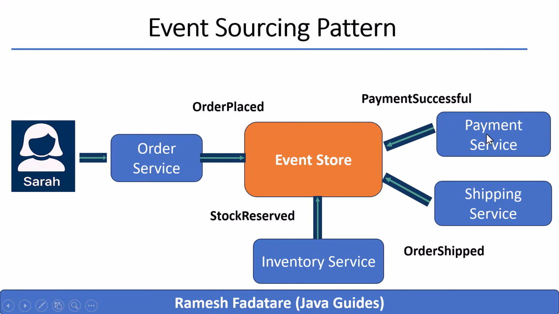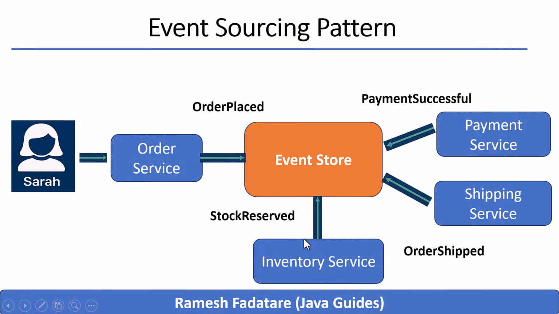Now the payment service listens for that. When it sees stock reserved, it charges Sarah's card and emits payment successful. Finally, the shipping service sees that payment was successful, prepares the package, and emits order shipped. All of these services are decoupled. They don't call each other directly, they react to events, and they emit new ones. That's the event sourcing approach.